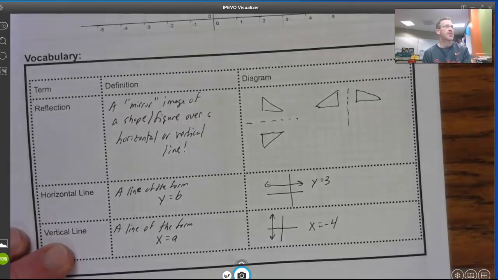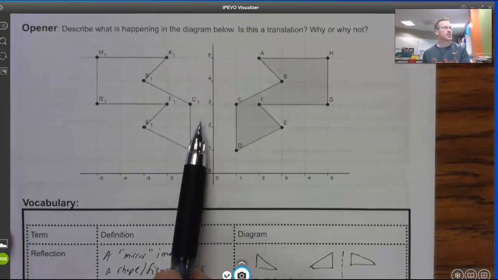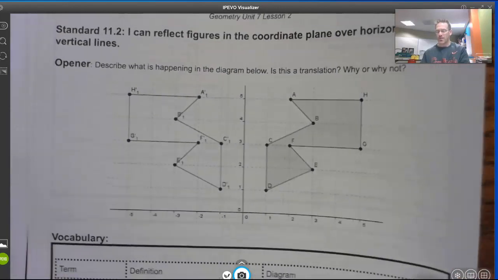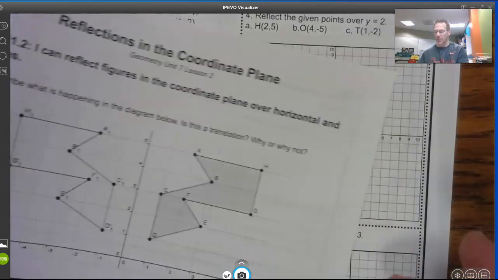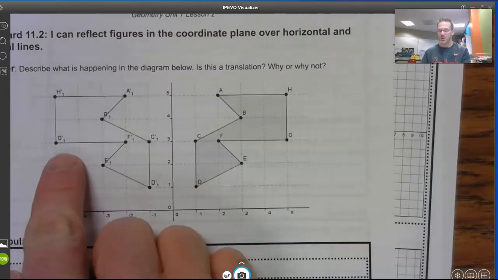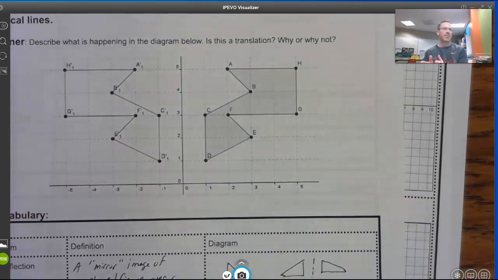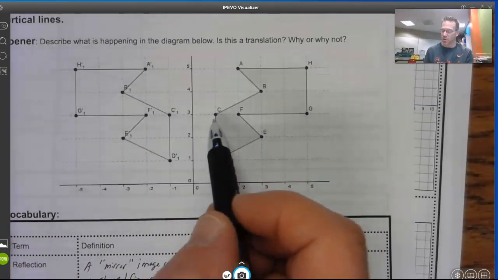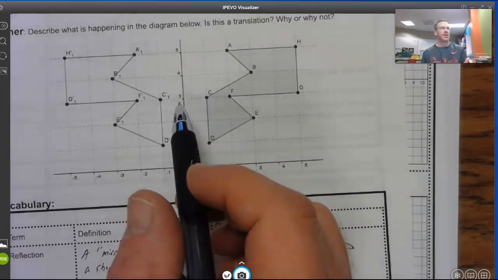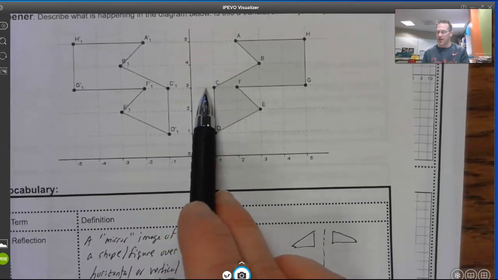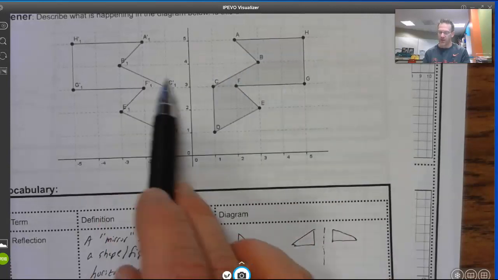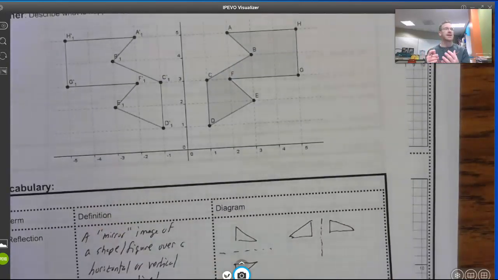Now, you may have picked up on this a little bit. Notice in our reflection, I could take my paper here and fold it over that line of reflection and everything would match up. So C and C prime would match up, D and D prime would match up, G and G prime would match up. The only way that can happen is if the distance between the pre-image and the image is the same on both sides of the line of reflection. Notice the spacing here: 1 away, 1 away, 2 away, 2 away, 3 away, 3 away, 5 away, 5 away. That's the key there.